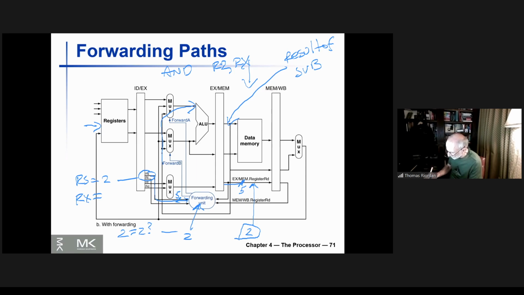And so again, we just bring that value into our forwarding unit and we compare it against the current two values that we need. And if it matches either one of them or both of them, we're going to turn on this input to the mux and put it through.